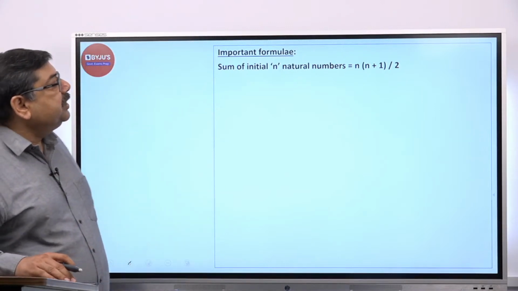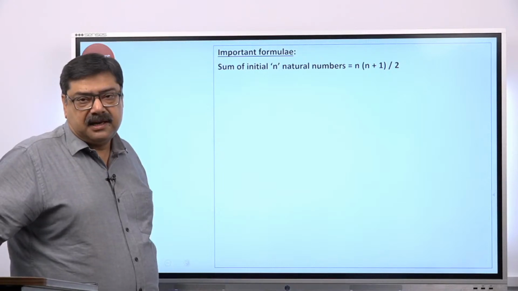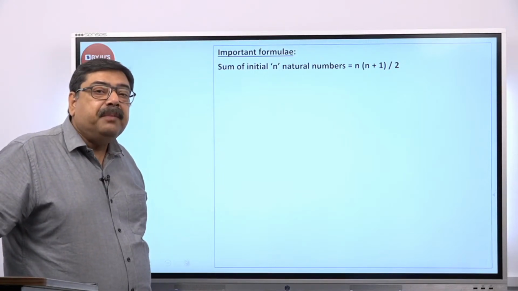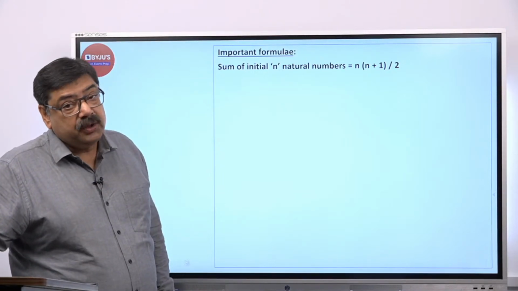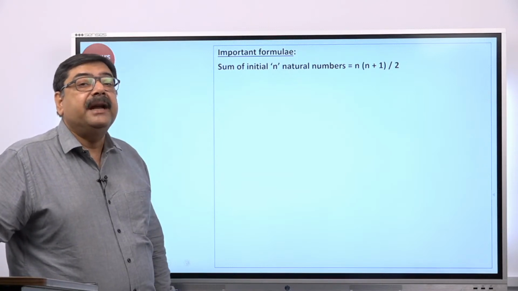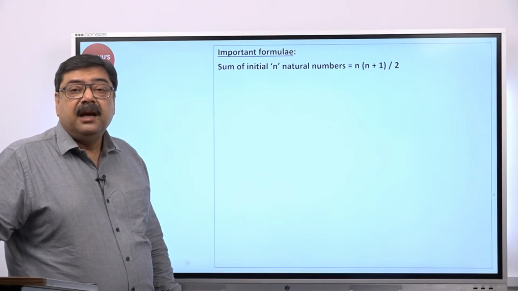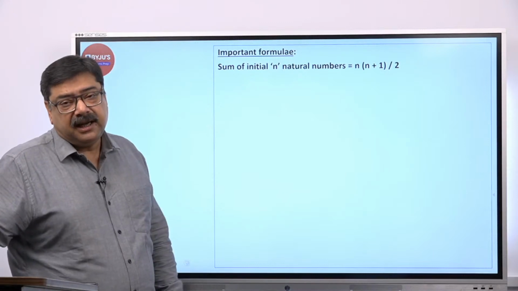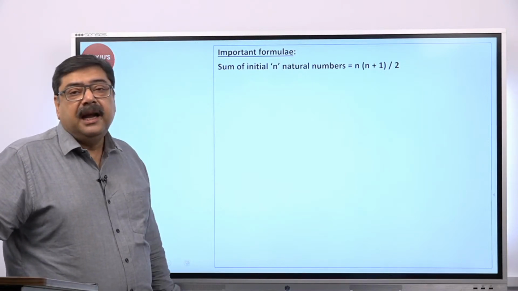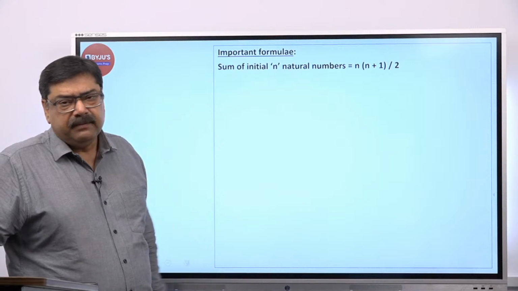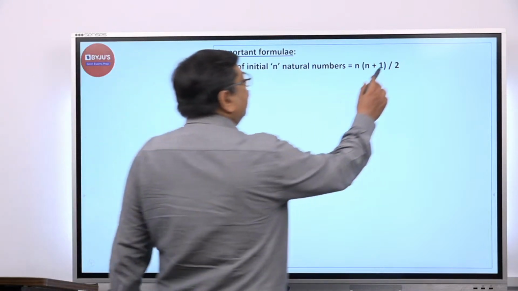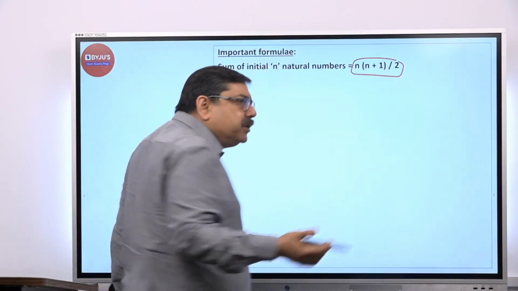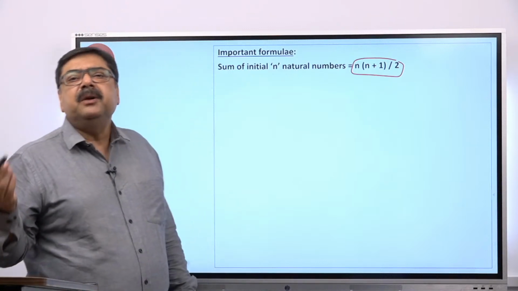Sum of initial n natural numbers. The sum of the initial n natural numbers is obtained through the formula n into n plus 1 by 2. Alright, very, very widely used, I would say, and very easy to remember as well. N into n plus 1 by 2.